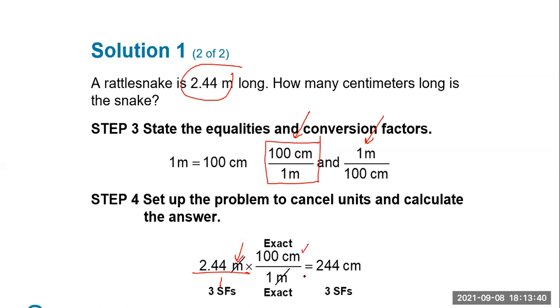This is a metric to metric conversion, which means this is considered an exact number, which means you do not need to worry about it in terms of how many significant figures your answer should have. That means that pretty much we're left with just this number, which again is our original number, as you might be seeing a pattern here. And that had 3 significant figures. We end up with 244 there, which is 3 significant figures as well. Any questions on that one there?